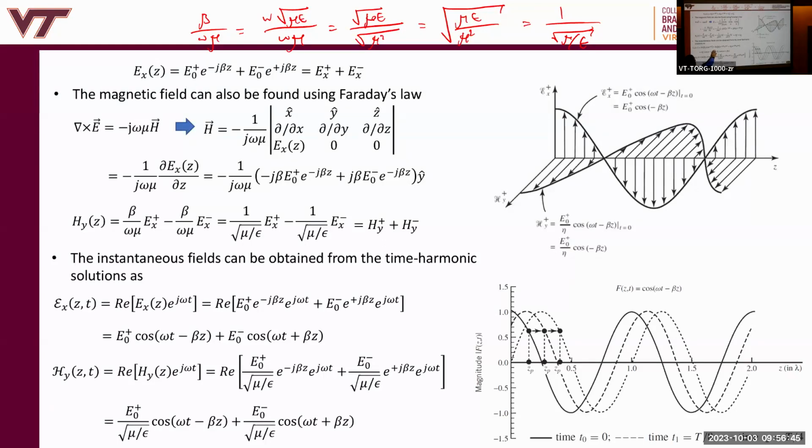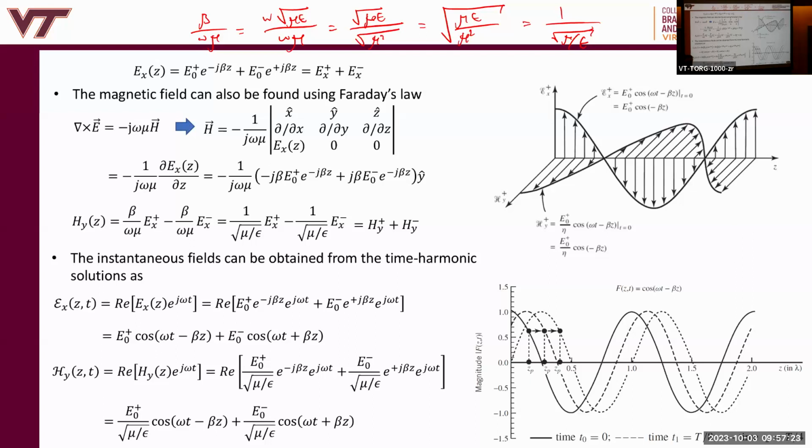Okay, so the real part of E naught plus e to the minus j beta z, e to the j omega t, plus E naught minus e to the plus j beta z, e to the j omega t, right? Just taking that from the top of the slide. Now when we take the real part of this, the reason why we like exponentials is because we can combine these two into a single exponential, and we take the real part, we get cosine of omega t minus beta z. So now you see why this minus sign, minus j beta z, is the wave which travels along the plus z axis, right? Because it's cosine of omega t minus beta z.